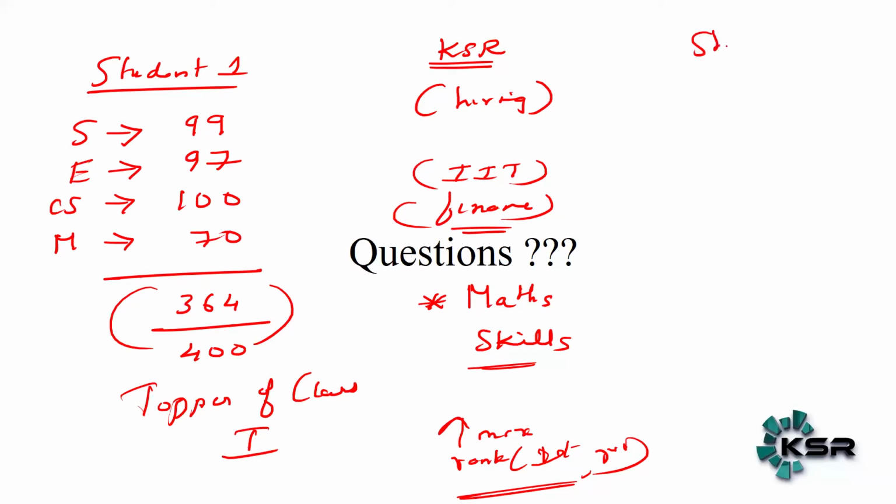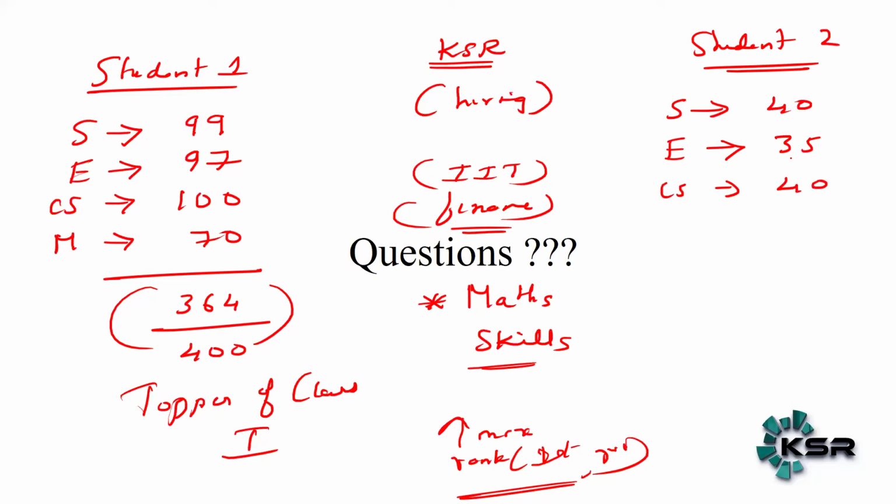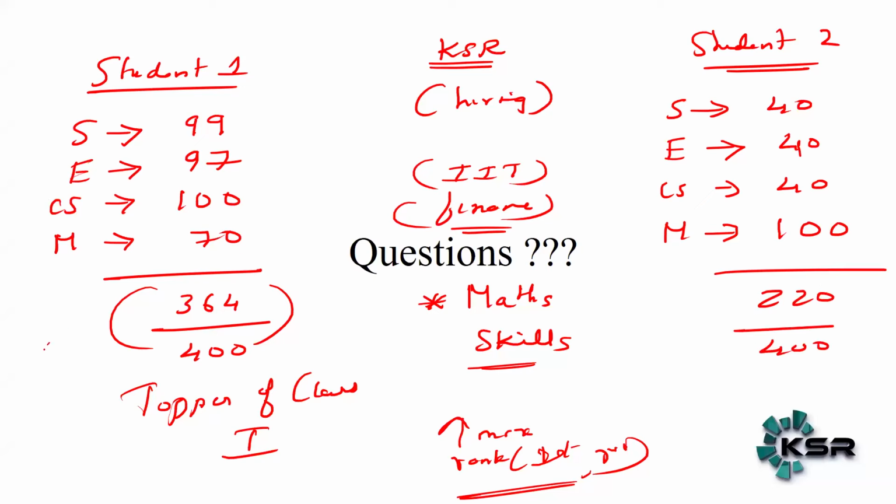Okay. There is another person. Student 2. In science, he has scored 40. In electronics, he has scored 35. In computer science, he has scored 40. So almost 60, 120, plus another 60, 180 marks he has lost. In the three subjects itself, he has lost 180 marks. In mathematics, he has scored 100. The total marks he has scored is 140, 180, 220. So 220 out of 400. This guy scored 90%. This guy has scored 50%. Now, he is the last rank.